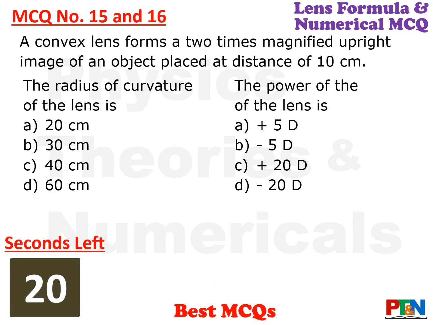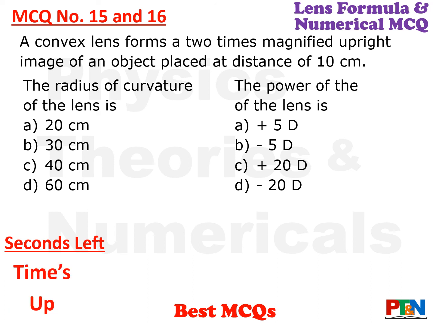Next MCQ, two MCQs together. A convex lens forms 2 times magnified upright image of an object placed at a distance of 10 centimeter. 2 times magnified upright image. So radius of the curvature of the lens is, and the power of the lens is. 20 seconds time. Timer starts now. Do your calculation. Do it quickly.